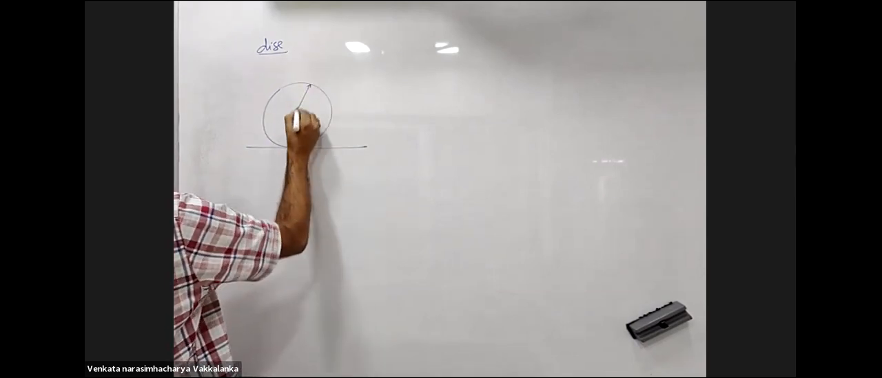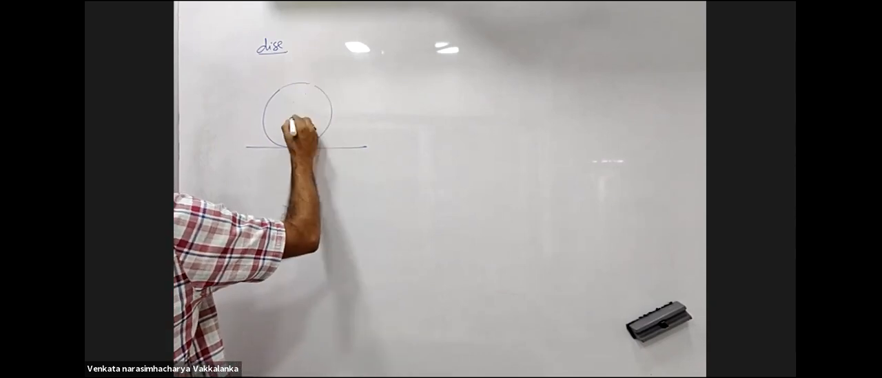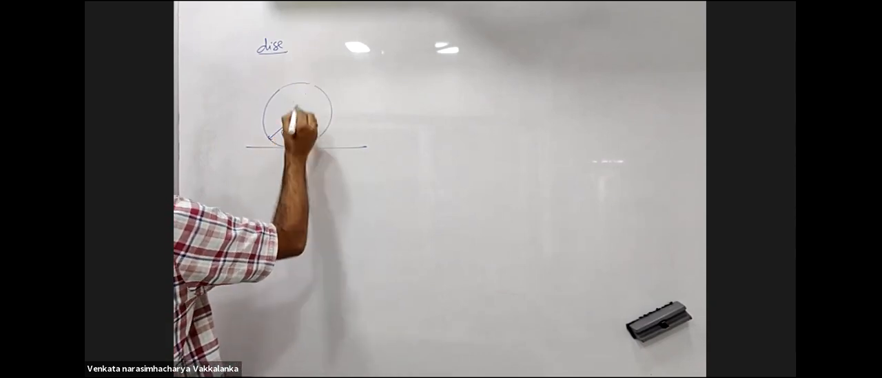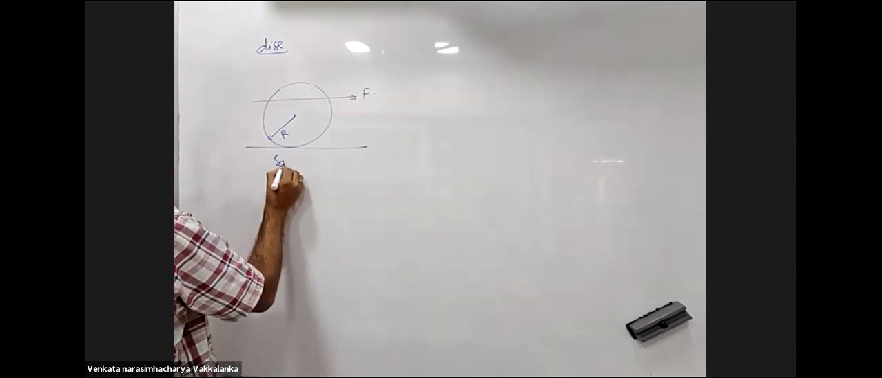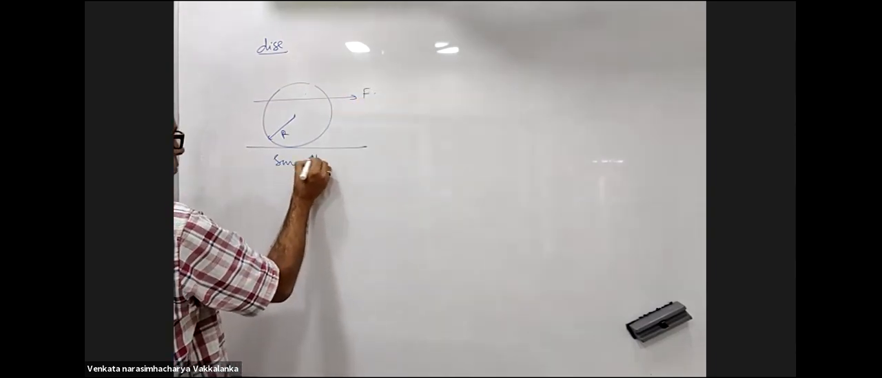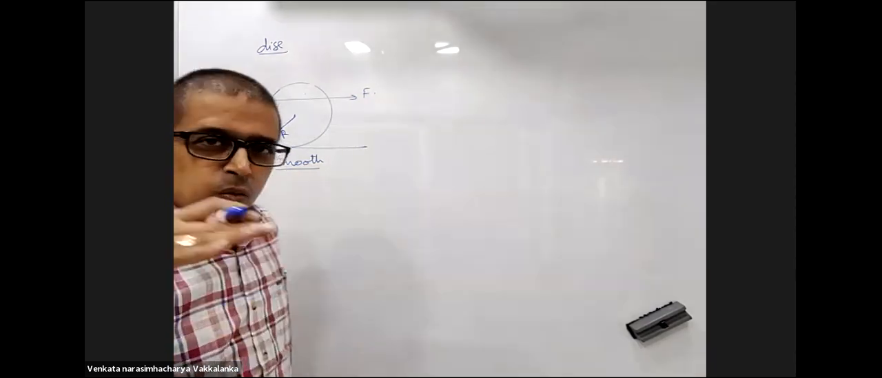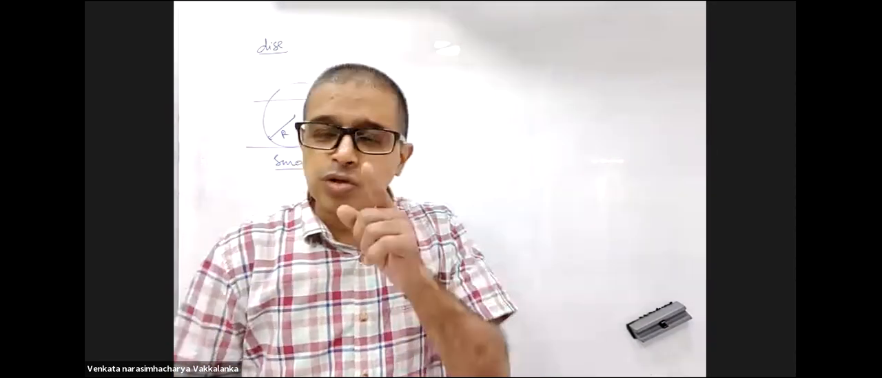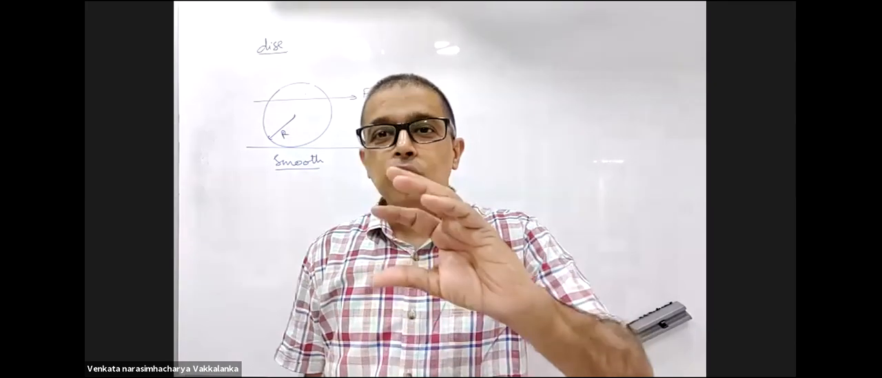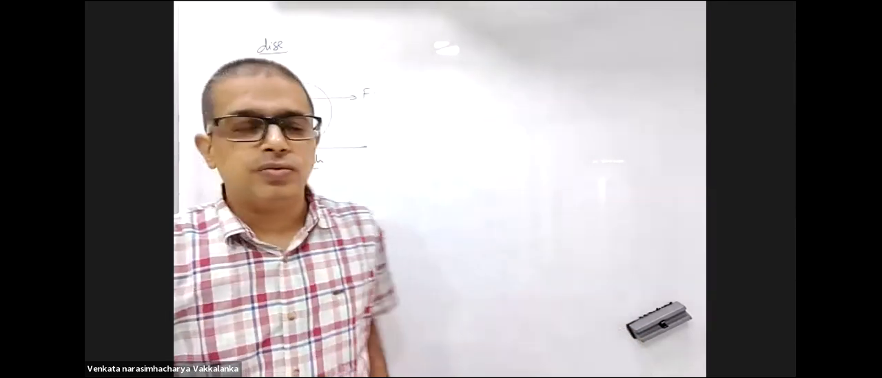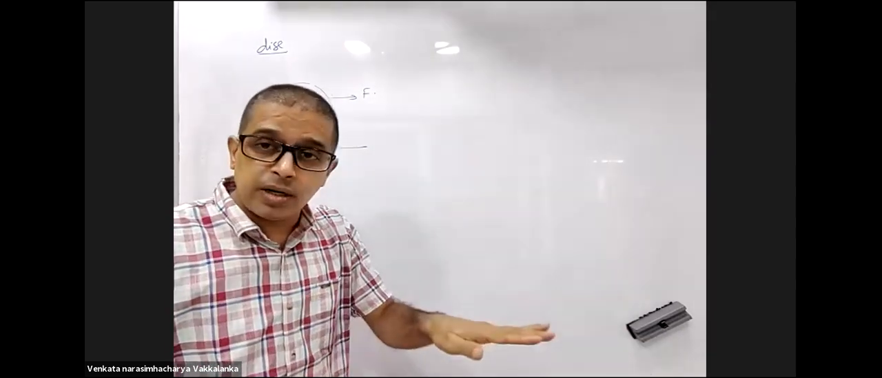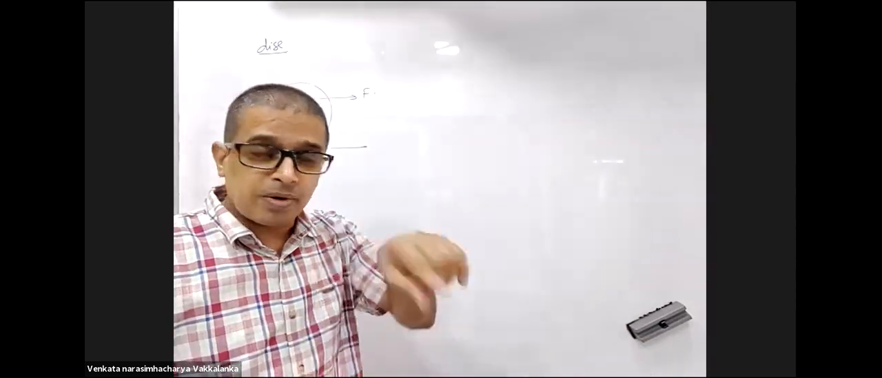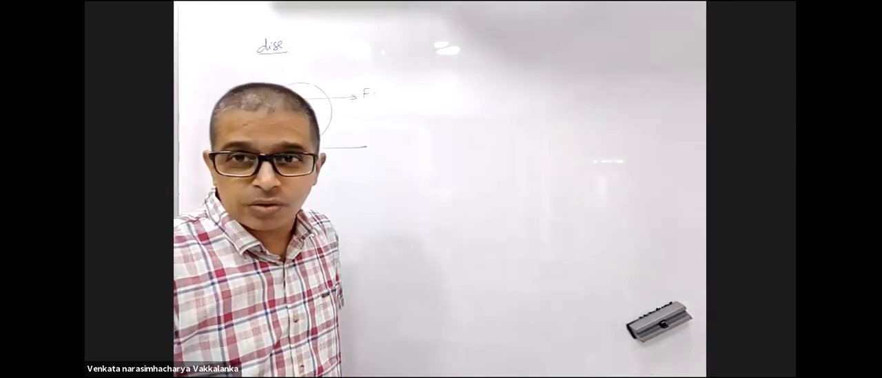Solid cylinder of radius r. At what height? This is a smooth surface. At what height am I supposed to apply the force so that the cylinder rolls? On a smooth surface it will roll, it can happen on horizontal, provided I apply a horizontal force.